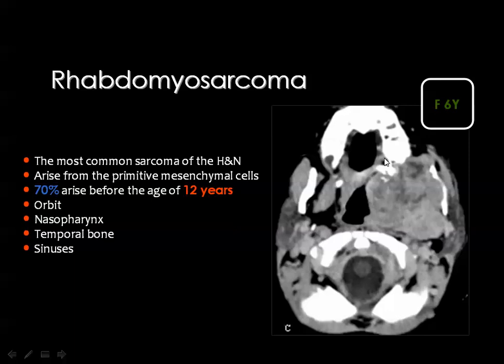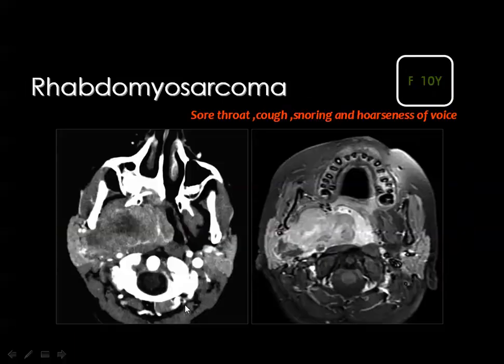There is erosion and destruction of the alveolar margin. There is also erosion and destruction of the mandibular ramus, maybe invasion of the parotid gland, and of course invasion of the pterygoid muscles as well as the wall of the pharynx, and this is a rhabdomyosarcoma.